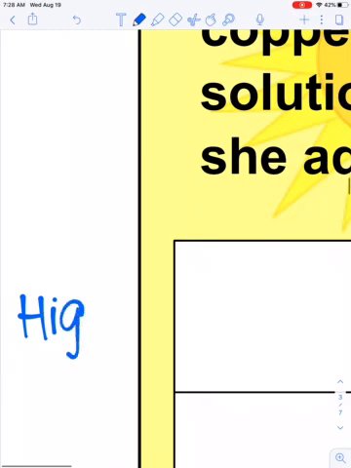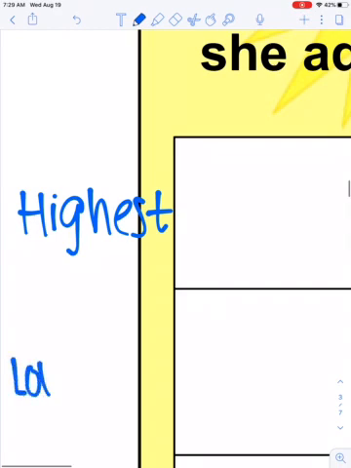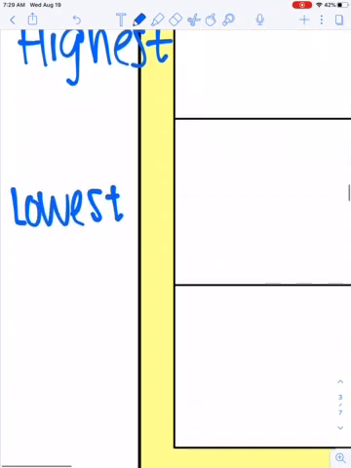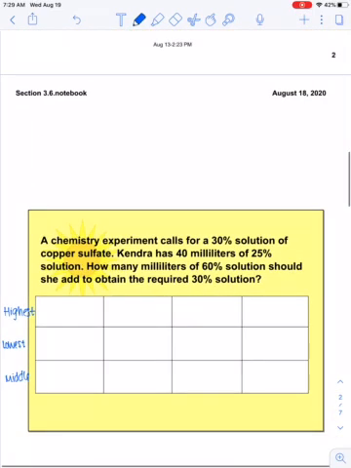So remember, we're going to start, this should be your highest. Lowest. Middle. Always. So all you have to do is look at the percentages. I see 3 percentages. And then you just put them highest, lowest, middle. So of those 3 numbers, what's the biggest? 60%. So she has to mix the highest, the 60%, with the lowest.